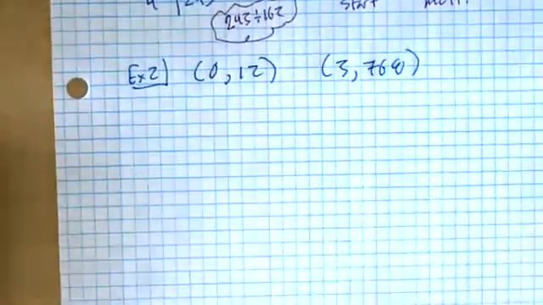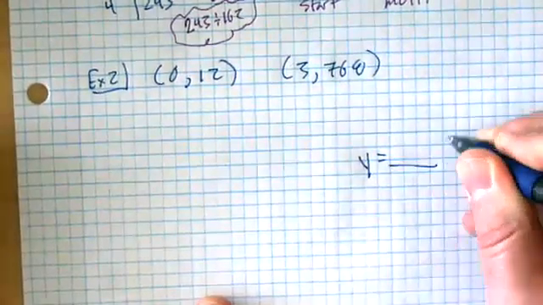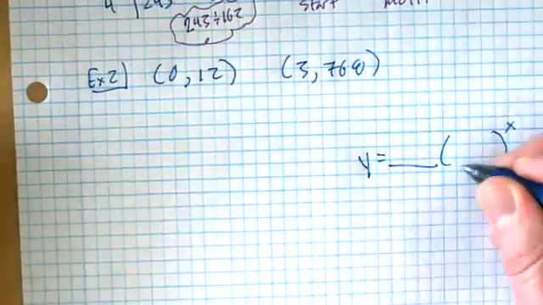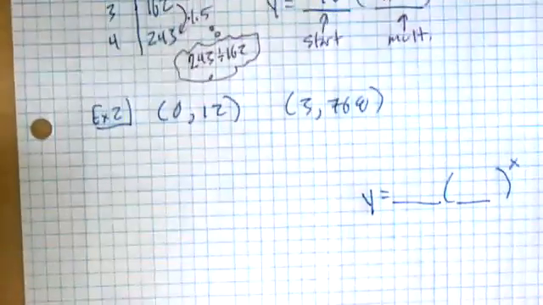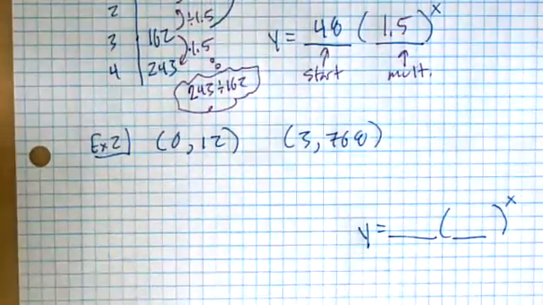The ultimate goal is the same as the last problem. I would love for you to write me an equation for this exponential function. We know what that format looks like. We know what those pieces are. If you can't remember, you've got some notes up in the previous example. And remember what we did in the last one.